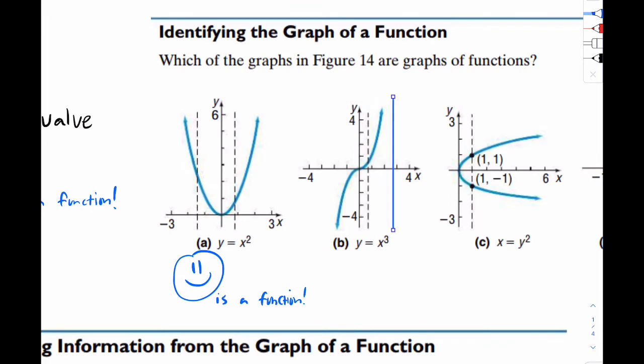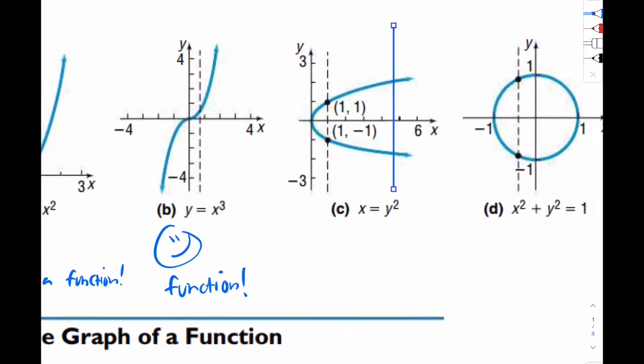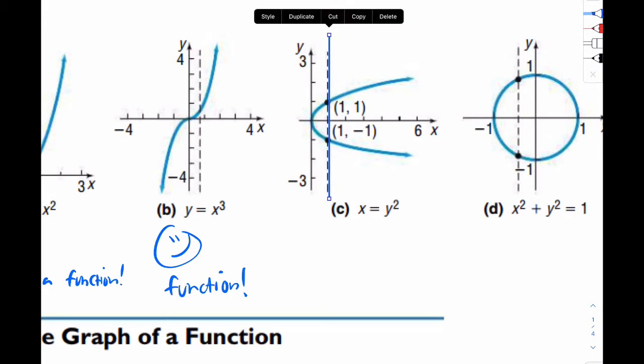Let's go to part B. I can see the same thing. You can put it anywhere, you only hit one place on the graph. Definitely a function. Now here we have a sideways parabola, and I can see right here, notice how I'm hitting 2 points, right here and here. This is not a function.